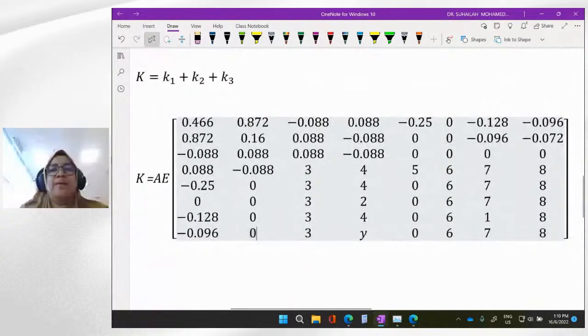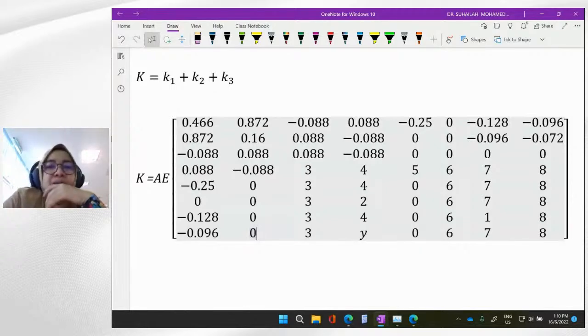Okay, that is why whenever you want to start analysis, you have to make sure that in the diagram you put the coordinate, the arrow, and the label of degree of freedom. Okay, that is very important. Okay, do you want to continue?